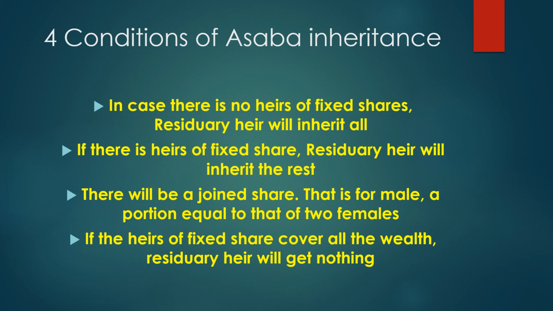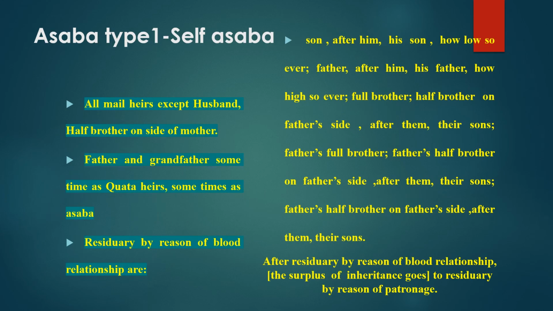If the heirs of fixed share cover all the wealth, it means the heirs of fixed share take all the wealth, the residuary heir will get nothing. Subhanallah. So these are the 4 conditions the asaba, the residuary heirs, will go through. We can move to the next.